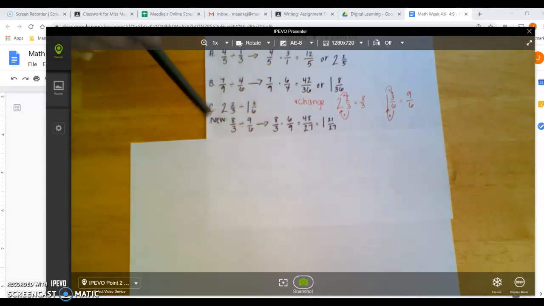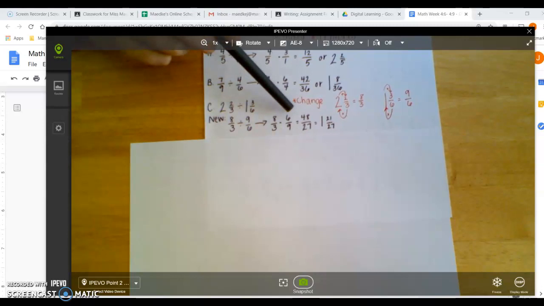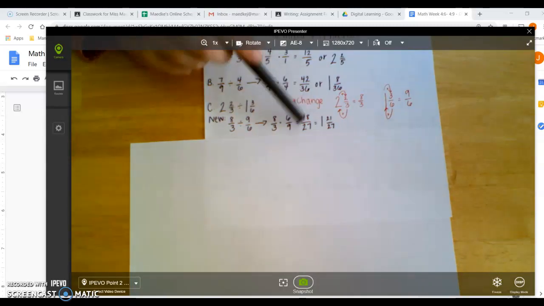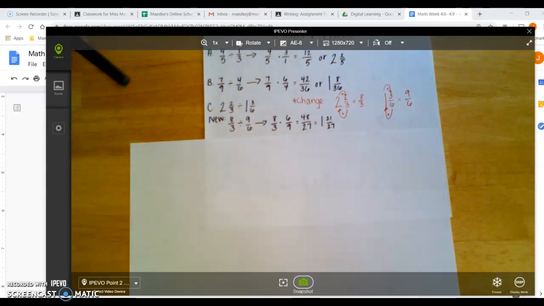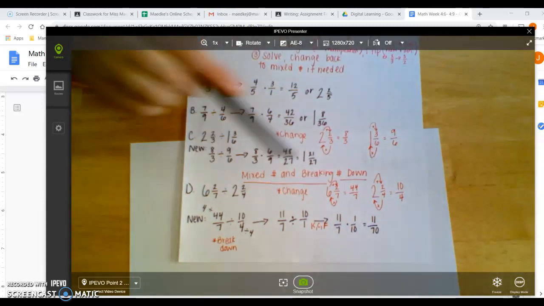When we look at that and we use our saying, keep, change, flip, we keep our first number, we change to multiplication, and we flip our second number. It went from 9/6 to 6/9. When we multiply that, we get 48/27, or 1 and 21/27. Either way is correct.